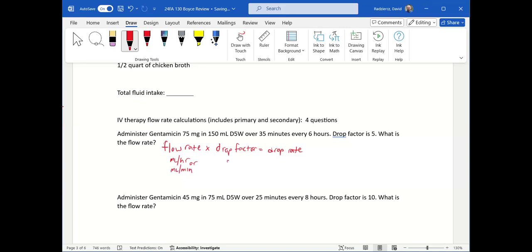Your drop factor is typically given to you, and it's drops per milliliter. And your drop rate is always going to be in drops per minute. Now, you might be wondering, why are they using GTT for drops as opposed to DR for drops? DR was already taken. It's an apothecary unit. It's DROMS.